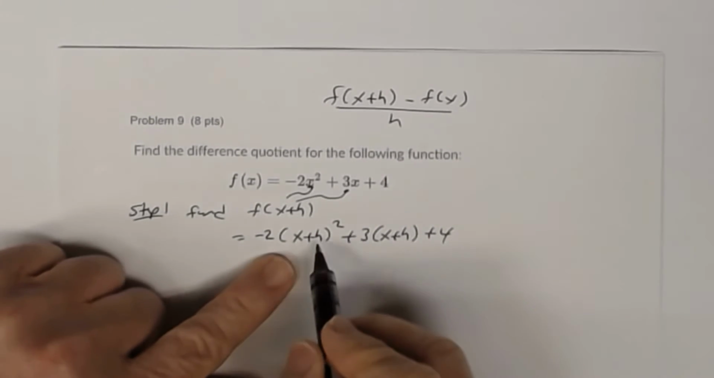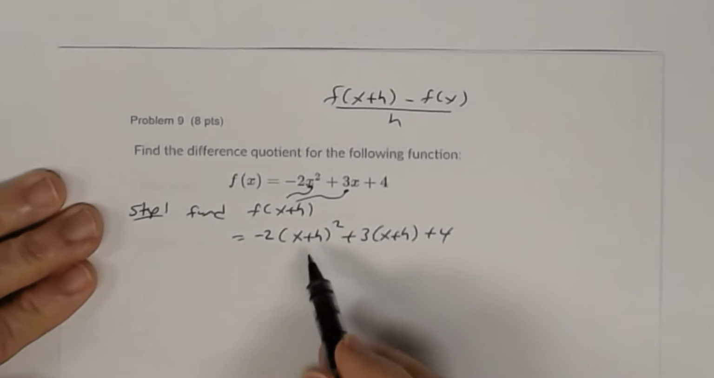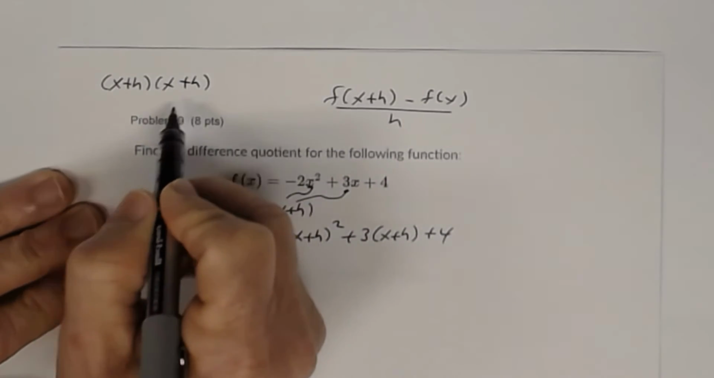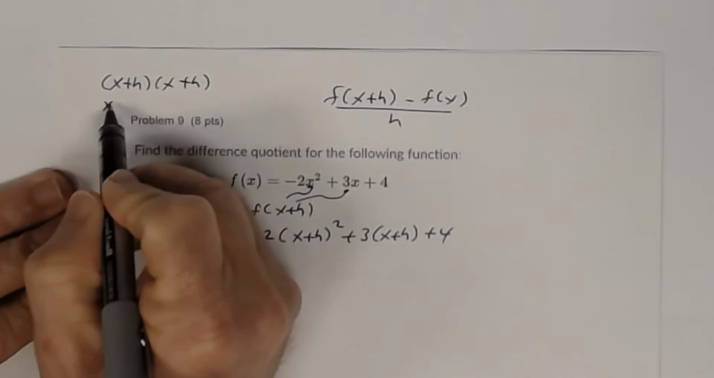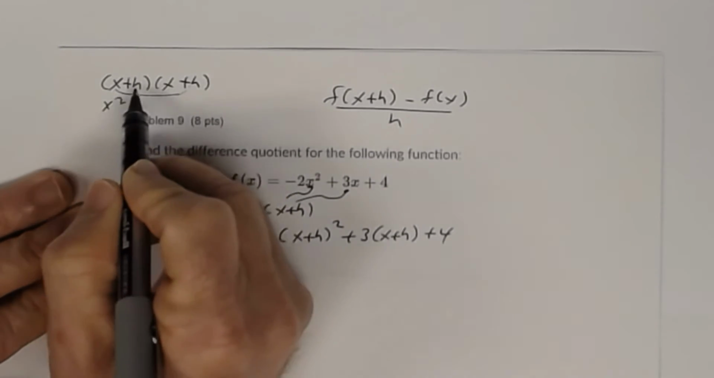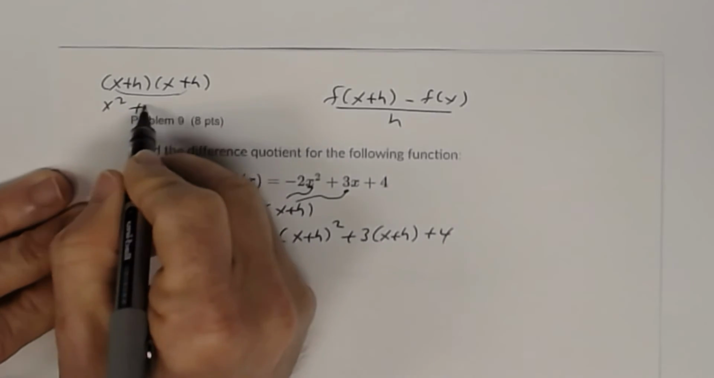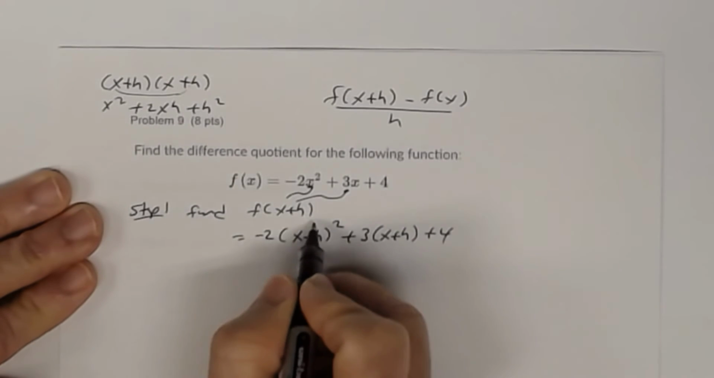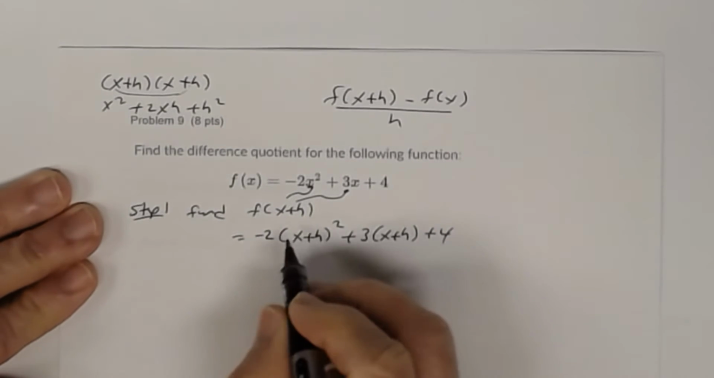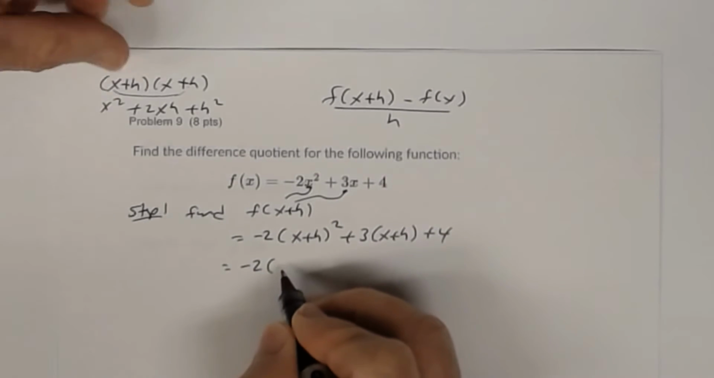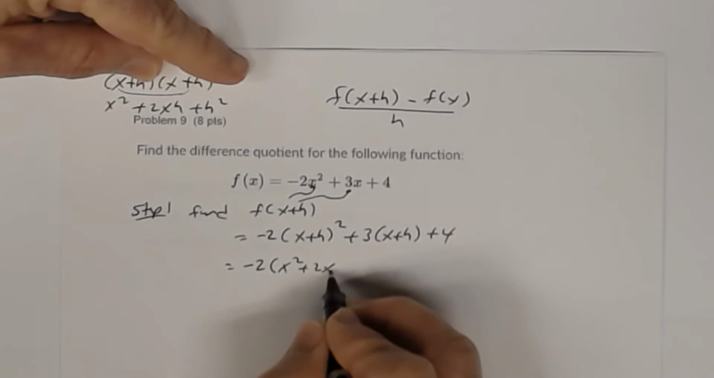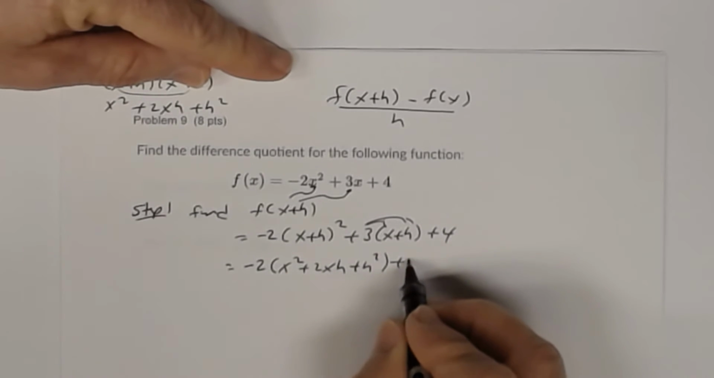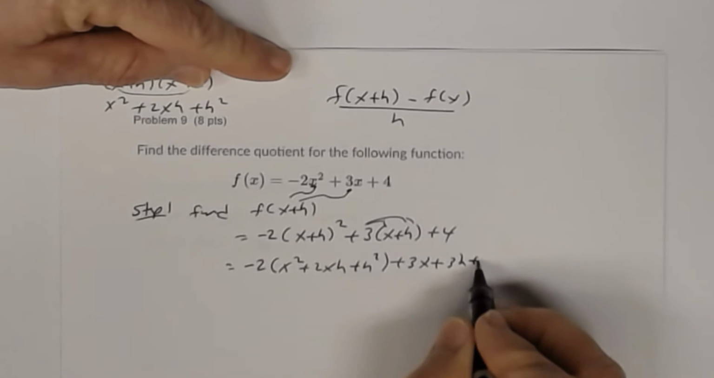All right, now I've got to square this x plus h. You've had enough experience squaring x plus h. So you know that x plus h squared means x plus h times itself. And so if I FOIL this, x times x is x squared. The outer is xh, and the inner is also xh. So I get 2xh, and then h times h is h squared. So that is just this part here, but that's being multiplied by negative 2. So this becomes negative 2 times x squared plus 2xh plus h squared. And then let's go ahead and distribute the 3 now. So that'll be plus 3x plus 3h plus 4.